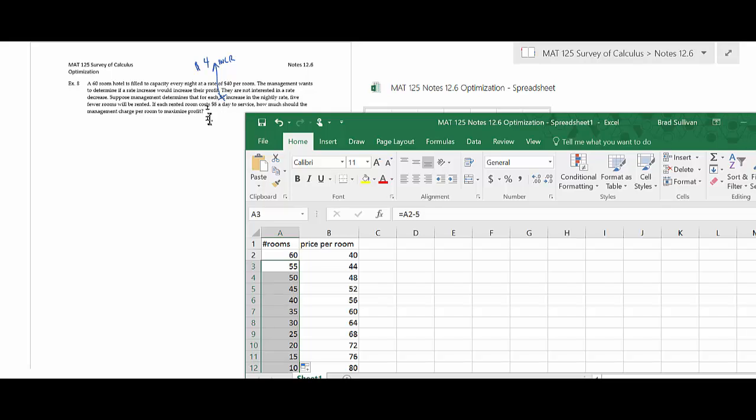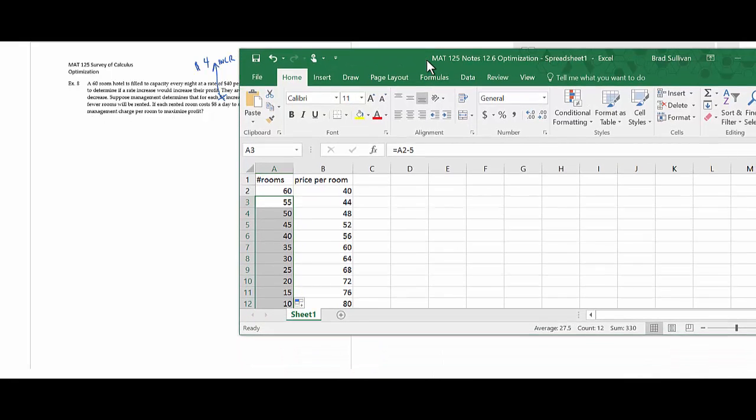It also says that every time you rent a room, I guess for maid service and stuff, it costs $8 to service that room. Ultimately, what you're going to find is how much management should charge to maximize profit. So these are the conditions of the problem.